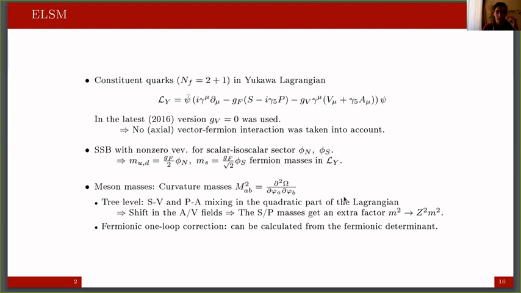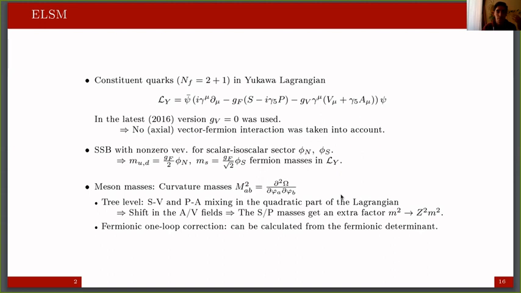He did not mention, but it will be important for me in this talk, that there is a mixing between the scalars and vectors and the pseudoscalars and axial vectors in the quadratic part of the Lagrangian, and thus in the tree-level masses. One can get rid of this by introducing a so-called wave function renormalization factor.